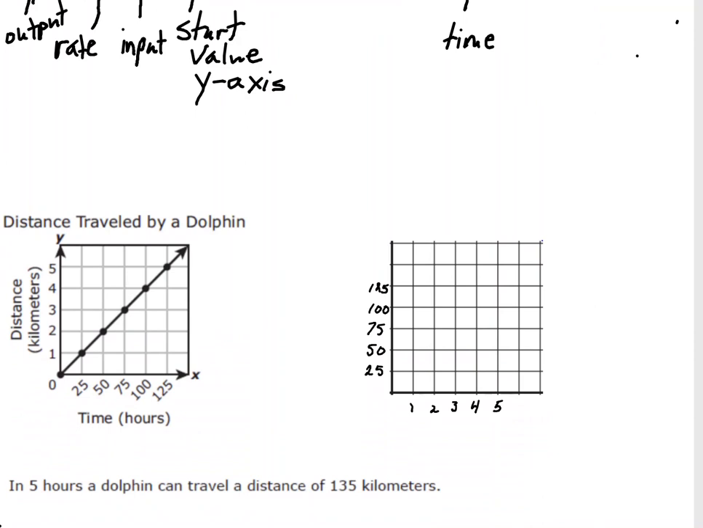Okay? Well, time, it's 25 per hour, not 25 hours per kilometer. So that's wrong. Okay, this is the way it should be. So after 1 hour, the dolphin would have gone 25 kilometers. After 2 hours, the dolphin would have gone 50. After 3 hours, 75. This is why we call this a linear function or a linear equation.